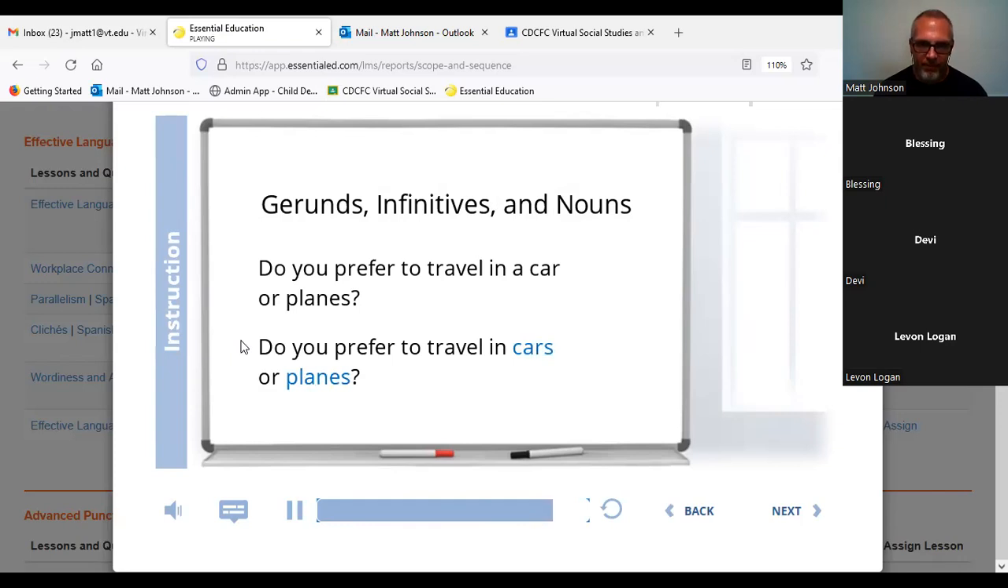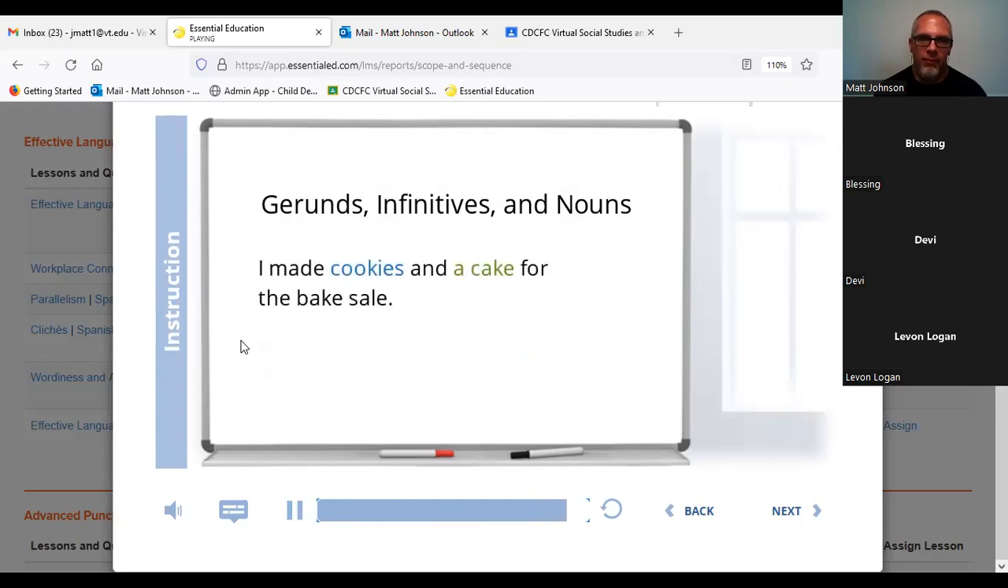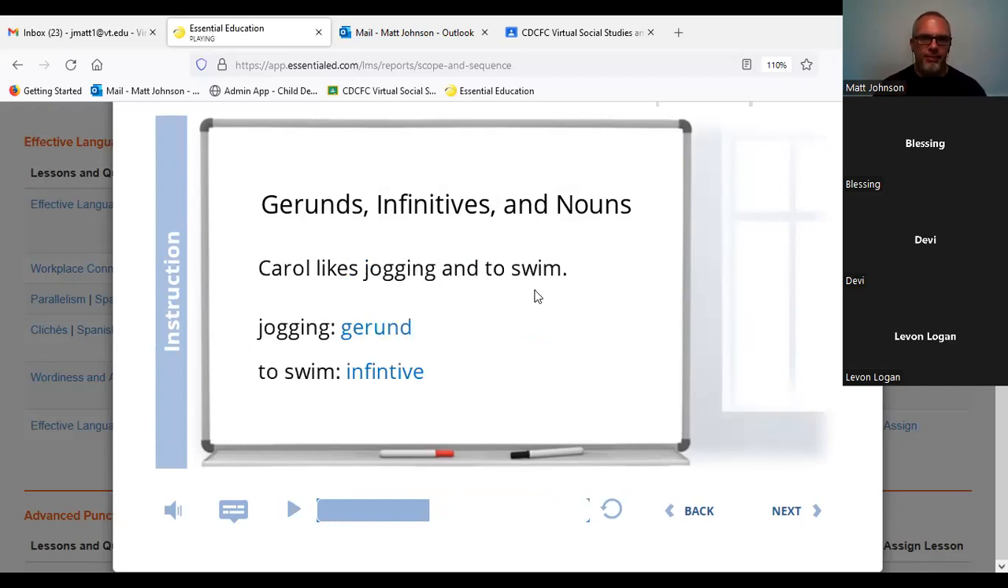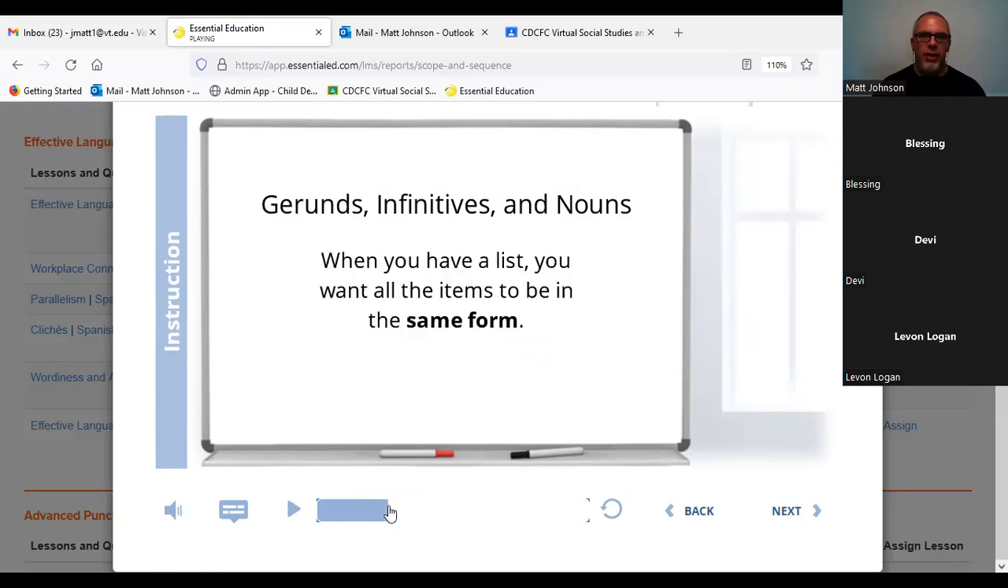Of course, sometimes you really do mean that there is only one of something and multiples of something else. I made cookies and a cake for the bake sale. Just like with different verb tenses, only mix singular and plural nouns in a list when you have a good reason. Yeah, so gerunds, just quickly thinking about that again, as he's mentioned, it's basically turning a verb into a noun.